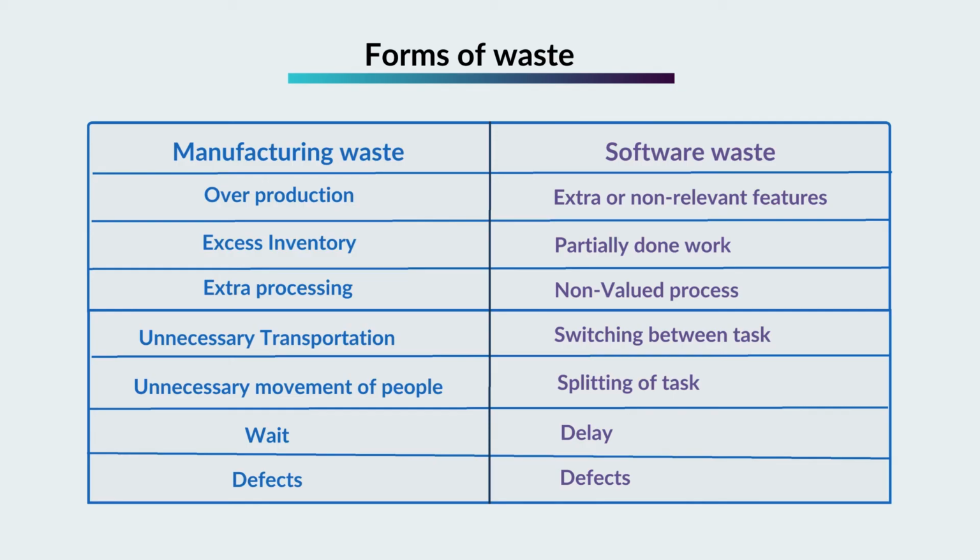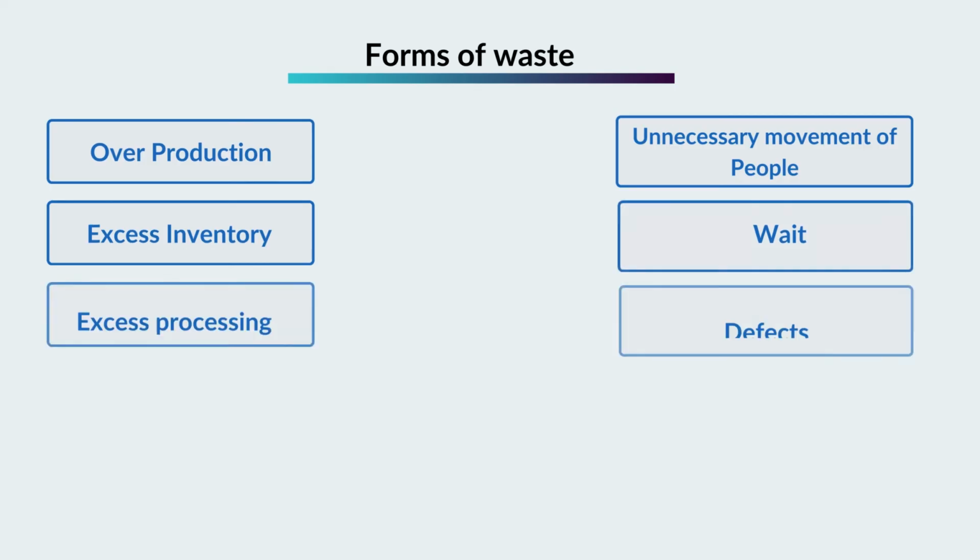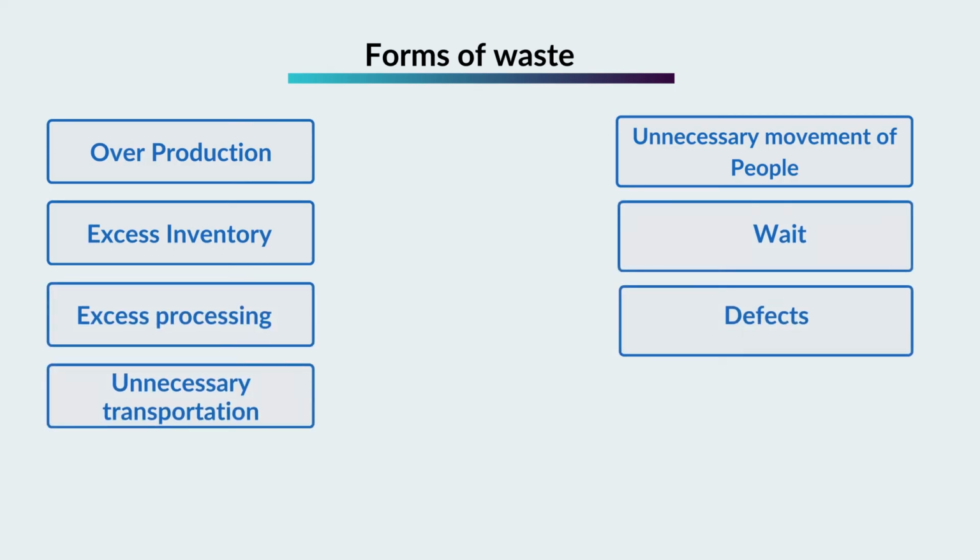Defects. Overproduction. The excess production as compared to demand in the manufacturing industry is similar to having extra or non-relevant features in software development. It becomes necessary to assess if the features are really required by the customers. Excess inventory. The excess inventory in the manufacturing industry directly relates to partially done work in software development, as due to this all efforts made are wasted and they do not deliver any value add to the customer.